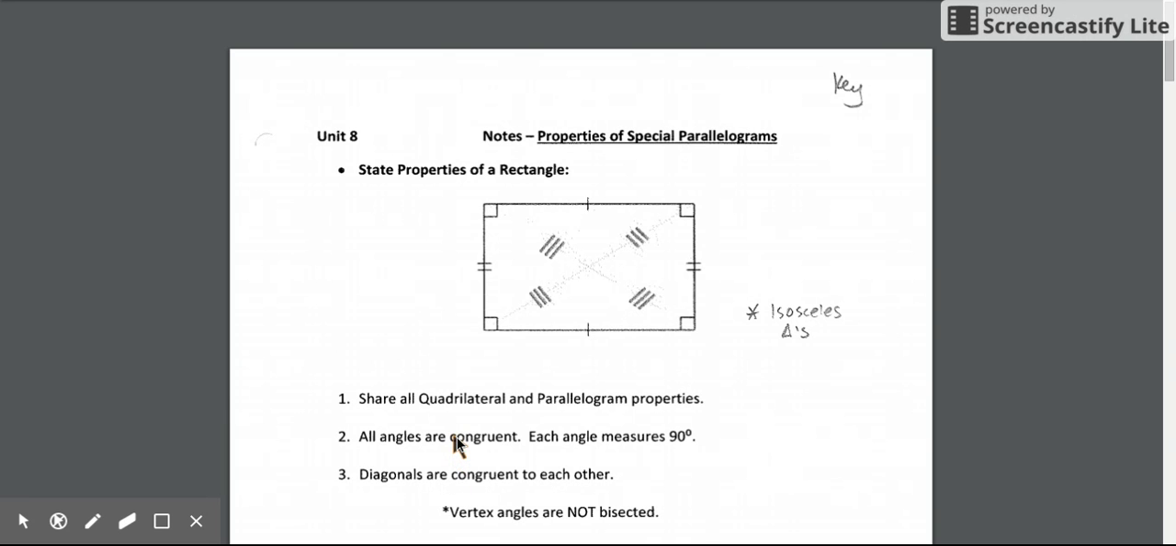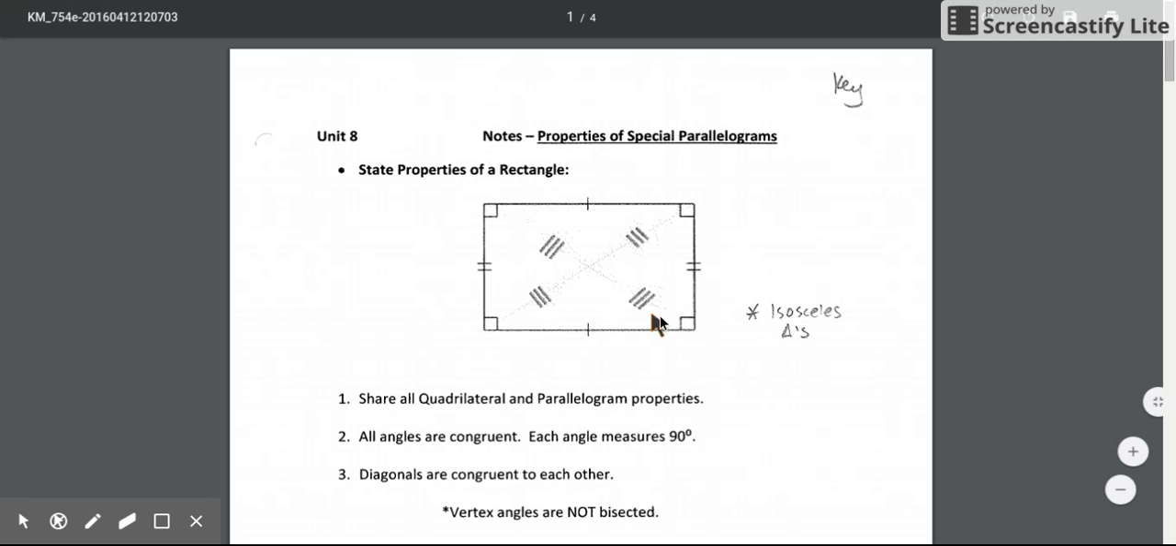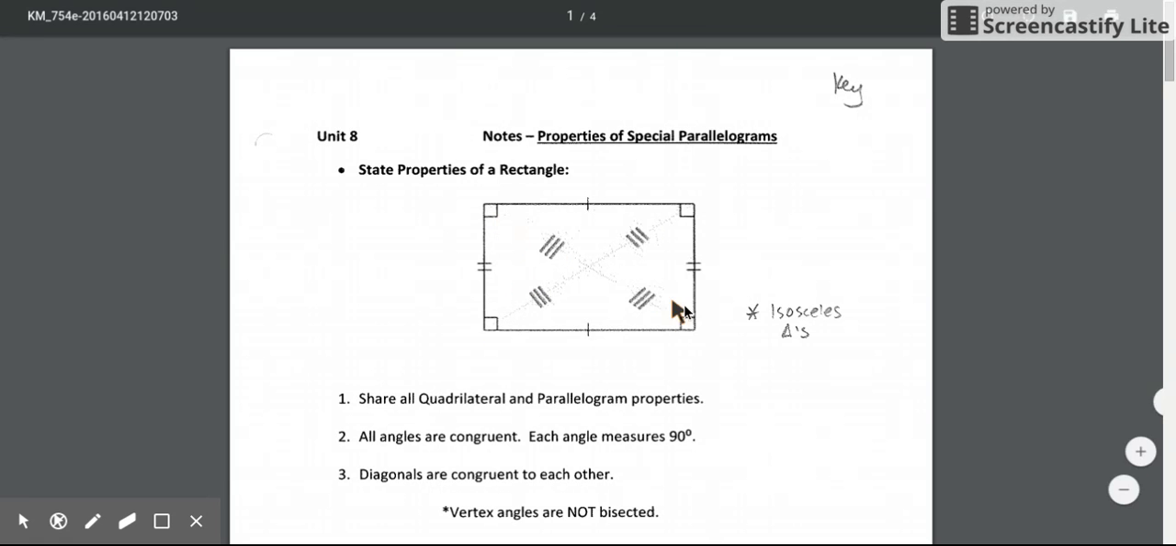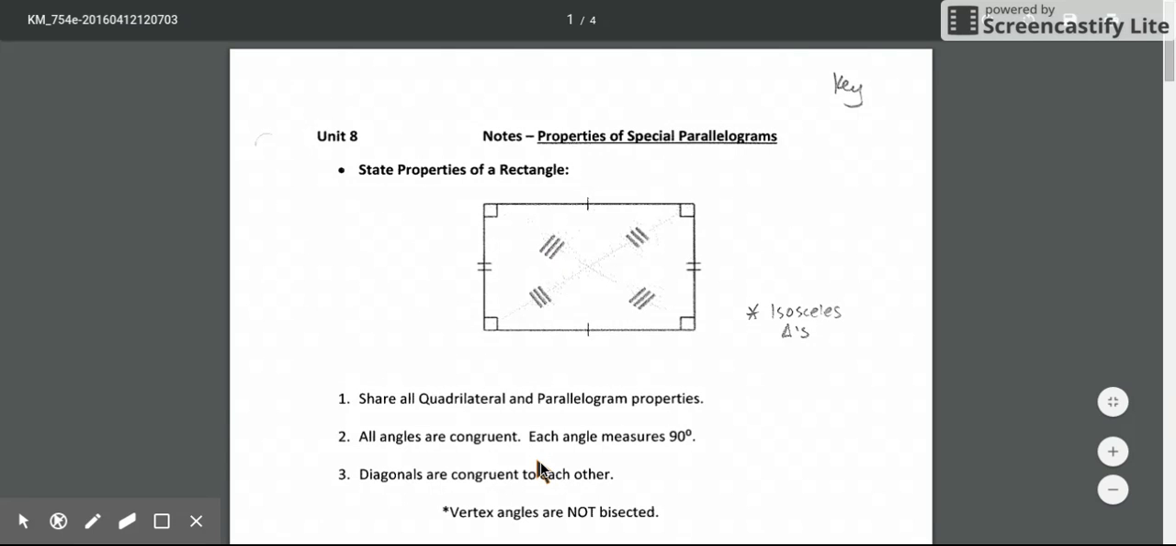In a rectangle, all angles are congruent. All its interior angles are congruent. They're all 90 degrees. So we could put boxes to symbolize that in our diagram. And diagonals are not only bisecting each other, but they're congruent to each other. So this entire diagonal length is the same length as the other diagonal's length. So if we cut those in halves, then we have four equal halves. They're all equal. So those are the two properties making it a rectangle.